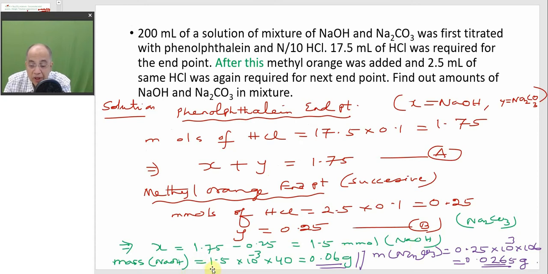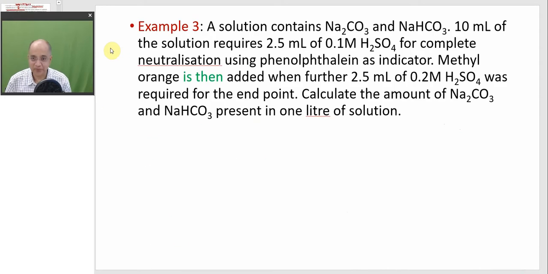So convert 1.5 millimoles into grams by multiplying by 40. 0.06 gram is present in 200 ml. And for sodium carbonate, Y is 0.25 millimoles into 106, the molar mass. 0.0265 gram is present in 200 ml. You understood? It's very, very simple.